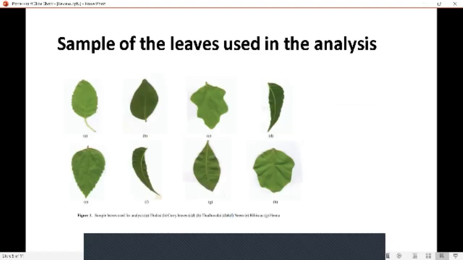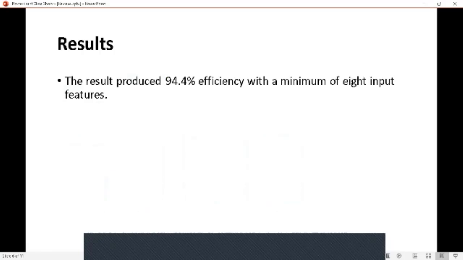These are some of the samples of the leaves used in the analysis. You can see neem, henna, hibiscus, and many other leaves, but the samples are just 8, which have been shown on the screen. The result was showing a 94.4% efficiency with a minimum of 8 inputs. The 8 features they are talking about are some of the features I was mentioning, that is the eccentricity, the mean, the aspect ratio, and many others which we shall see in the table of results ahead.